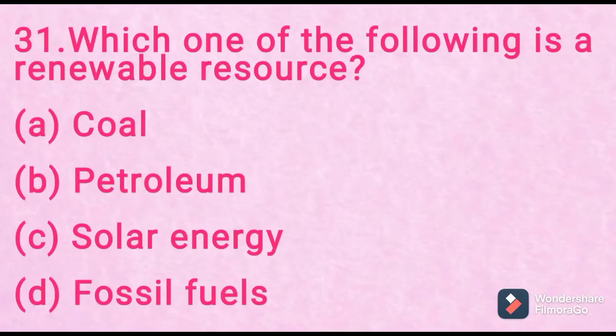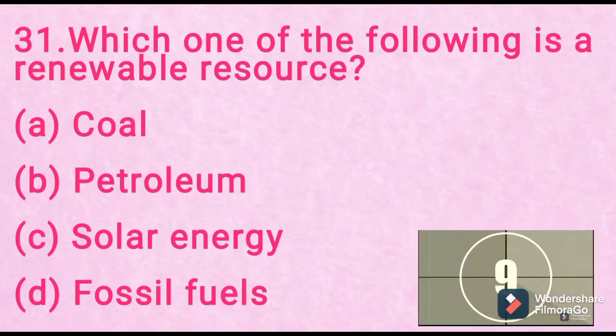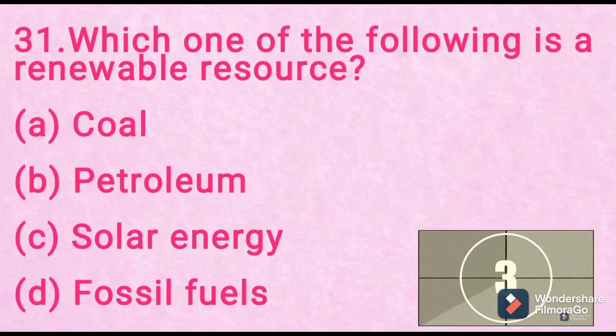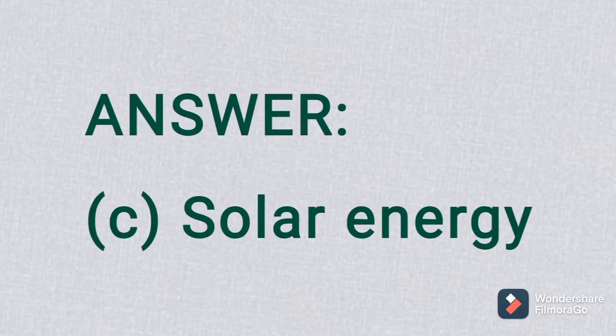31st question. Which one of the following is a renewable resource? Option A, coal. Option B, petroleum. Option C, solar energy. Option D, fossil fuels. And the answer is option C, solar energy.